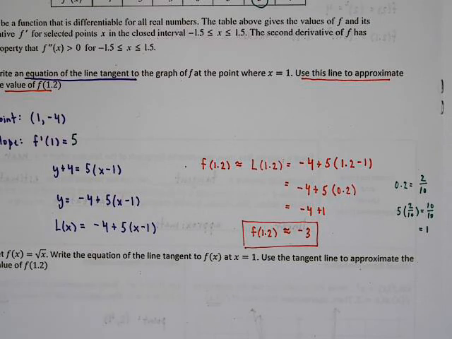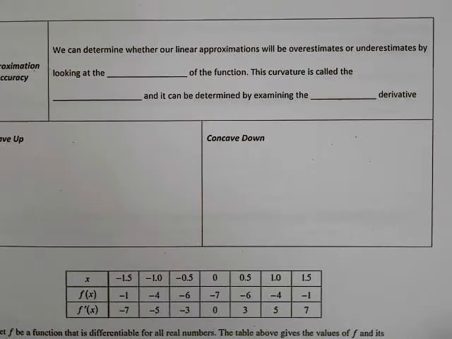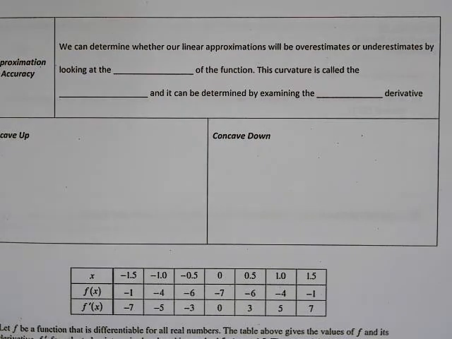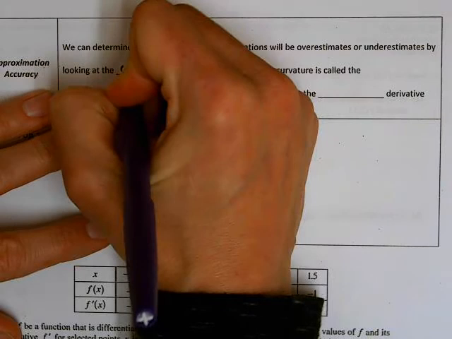Okay, so for right now, we're going to skip problem 2. We'll come back to that if we need another example in class. We're going to go on to page 15. We're going to talk about the accuracy of these estimations. So we can determine whether our linear approximations will be overestimates or underestimates by looking at the curvature of the function.